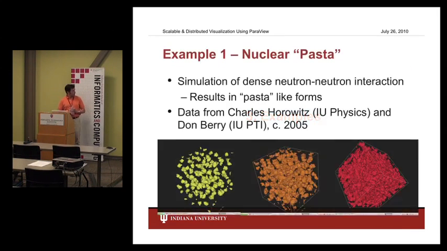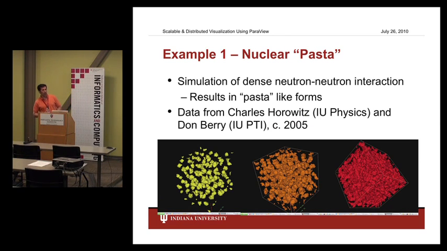So let's look at a couple of examples here. One builds on the case that Justin presented earlier in his talk on the data capacitor, which was the nuclear pasta project. This was a simulation of dense neutron-neutron interaction, such as occurs in the crust of neutron stars and other fantastic places. And it results in what they call pasta-like forms. So basically what you see down at the bottom are 3 different densities of neutrons, and as they get more dense, they get more complicated structures.